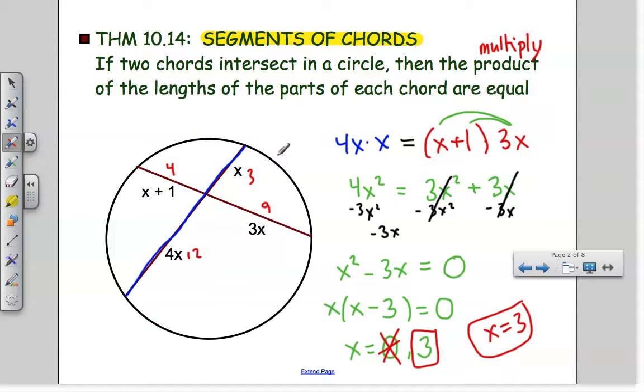And let's check, is the product of the parts of the chords equal? Well, 12 times 3 is 36. 4 times 9 is also 36. Okay? So two chords randomly intersecting in a circle, multiply the parts of their chords, and those should be equal. And we're going to have some more quadratics today as we move on.